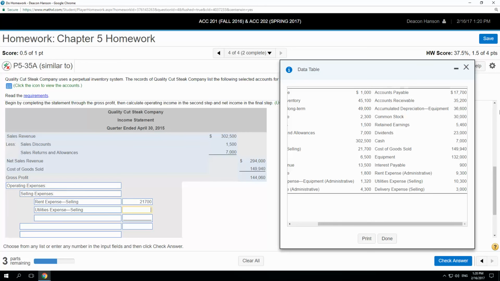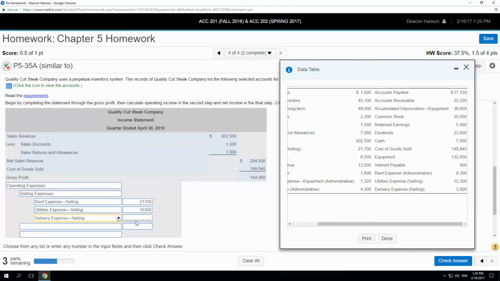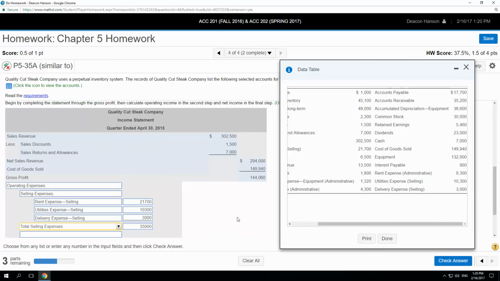That's 10,300. And then I'm going to have delivery expense, which is selling as well. And that's 3,000. Okay. So we could add those up. 35,000, if I did it right in my head. You might want to double check that. That's going to be my total selling expenses. Okay.